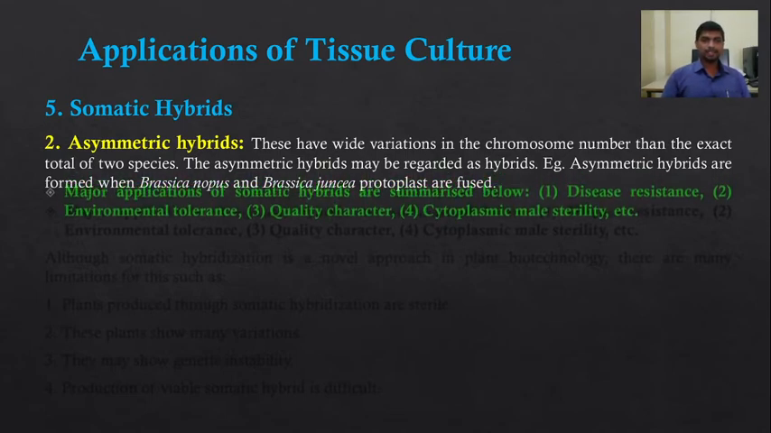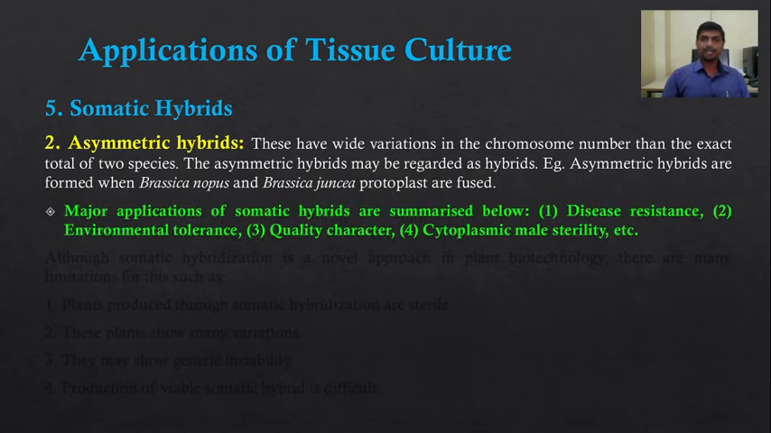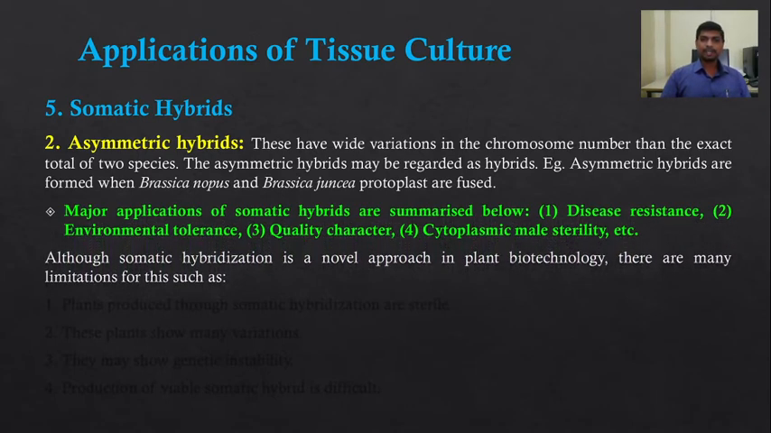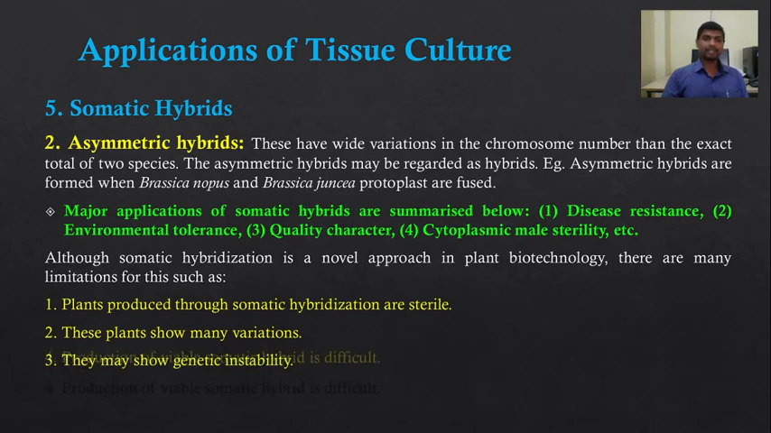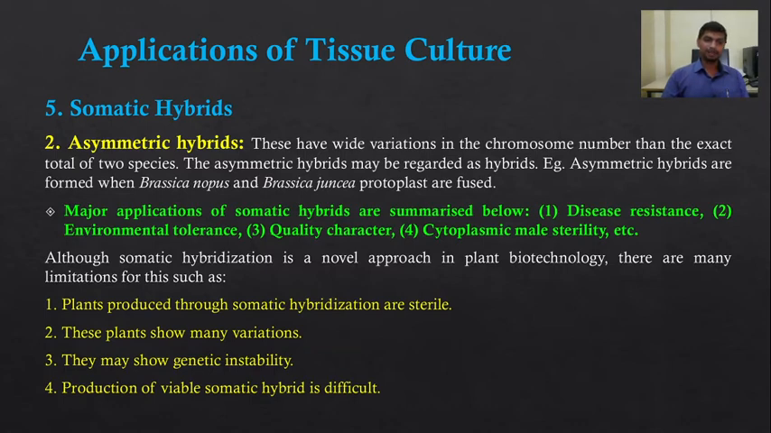The major applications of somatic hybrids are disease resistance, environmental tolerance, quality characters, cytoplasmic male sterility, etc. Although somatic hybridization is a novel approach in plant biotechnology, there are many limitations, such as plants produced through somatic hybridization are sterile and not able to produce functional seeds. These plants show many variations. They may show genetic instability. Production of viable somatic hybrids is difficult. So these are the limitations.